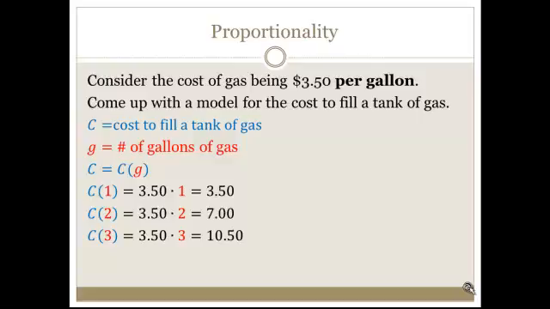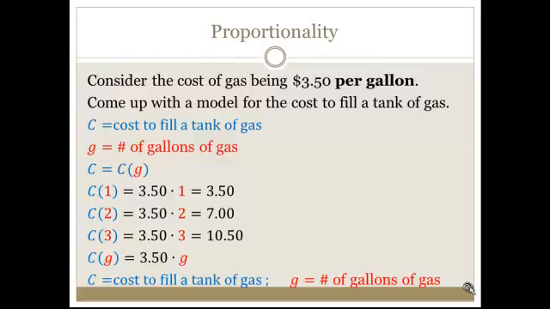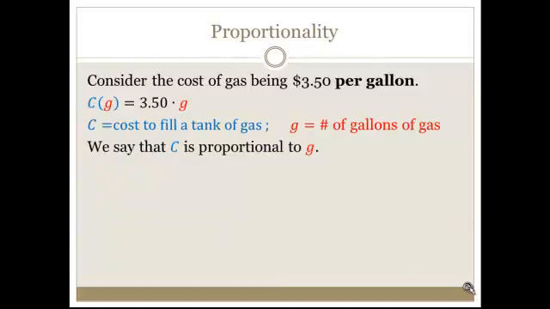The cost of 3 gallons of gas, C of 3, is 3.50 times 3, which is 10.50. In general, the cost of G gallons of gas, C of G, is 3.50 times G. So our model is C of G equals 3.50 times G, where C equals the cost to fill a tank of gas and G equals the number of gallons of gas. In this example, we say that C is proportional to G.